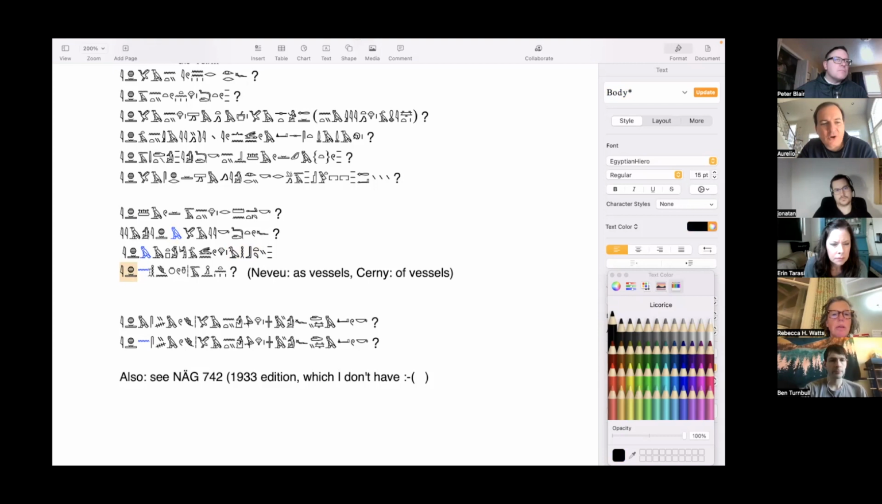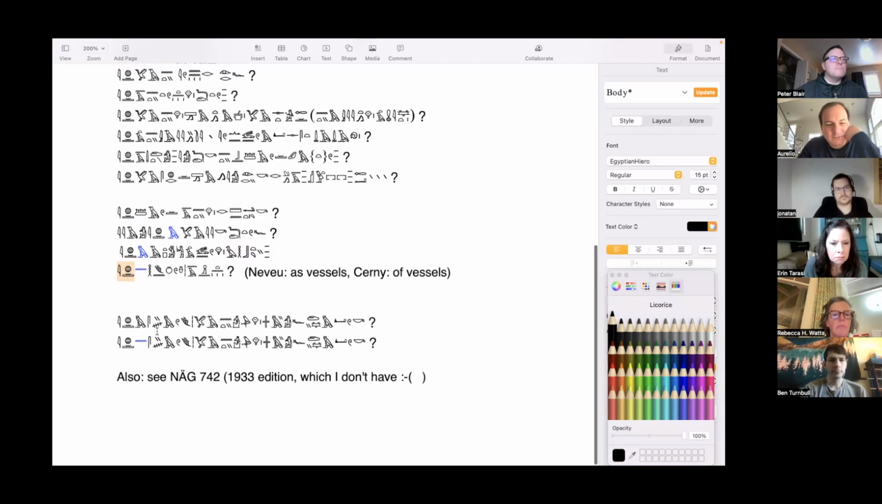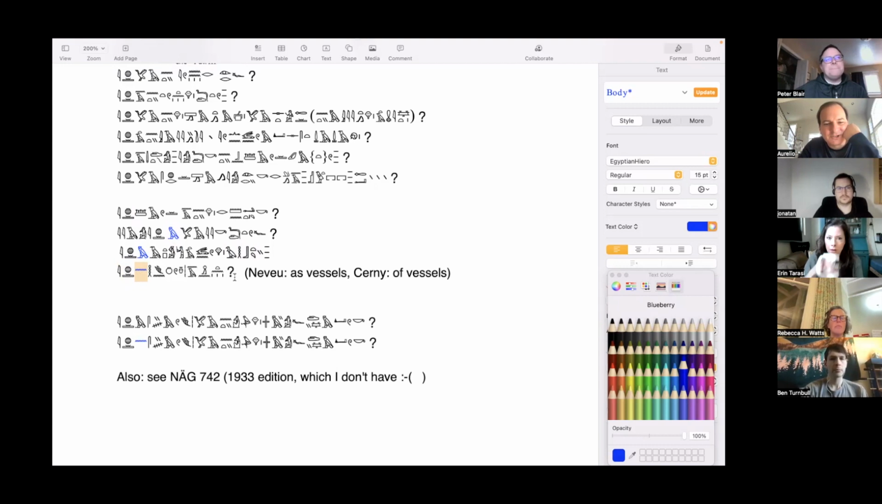What kind of vessel that you are bringing, basically. What is the vessel that you're bringing? So if you're wondering where all this is going, basically this here to me suggests that this is a genitive construction. And that's how Cherney sees it. He says, which of vessels are you bringing? So what kind of vessel are you bringing?